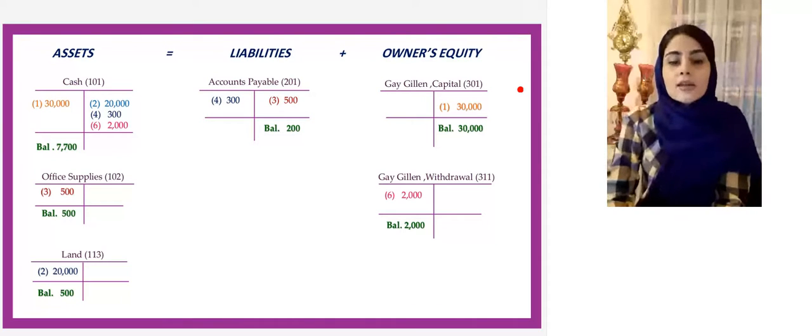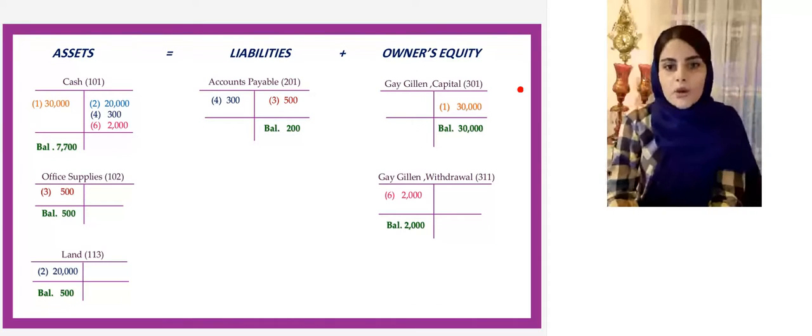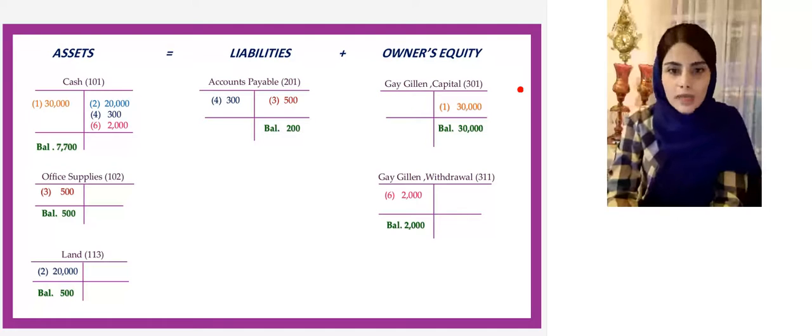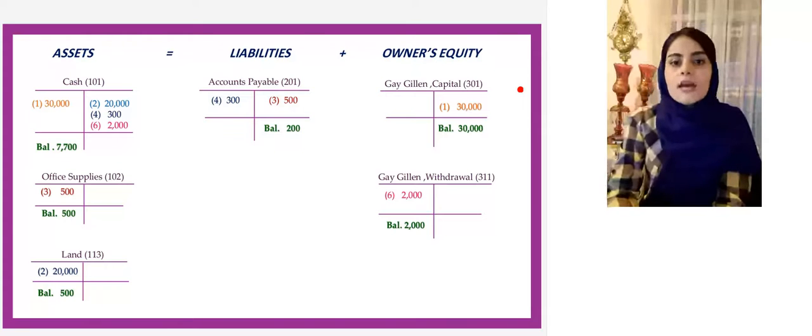Here you can see all the T accounts which are involved in that agency. For assets, we had cash, office supplies, and land. For liabilities, we have accounts payable. And for owner's equity, we have Gillen capital and Gillen withdrawals. Each account has a balance. So total debit should always equal total credit, as I said. So you can see the balances here.